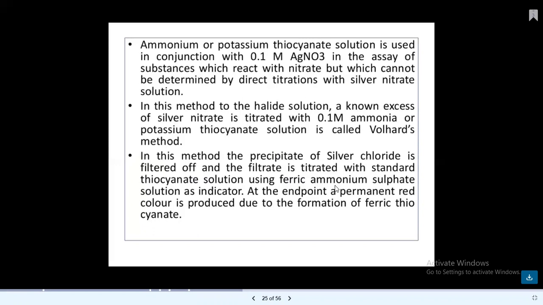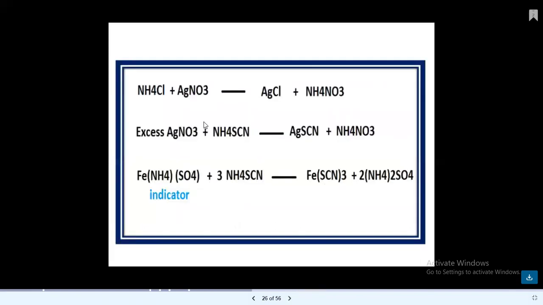thiocyanate solution using the ferric ammonium sulfate solution as an indicator to find the reddish endpoint in the form of ferric thiocyanate. What is the overall reaction?